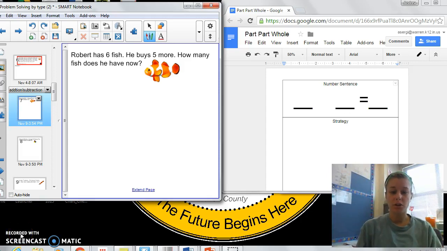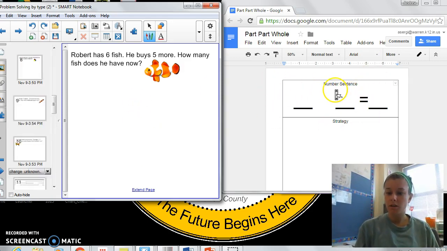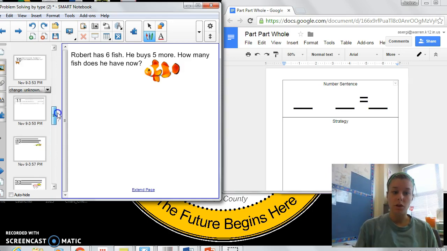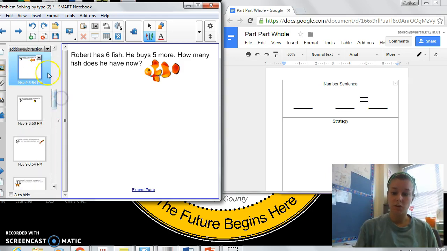So today we're going to learn how to solve addition and subtraction story problems. You can do this in different ways. You can use this sheet right here if you would like, or you can use right here, or you can use something in your math notebook, as long as you stay consistent with what you are doing. So the first thing you always do is you always read the problem.